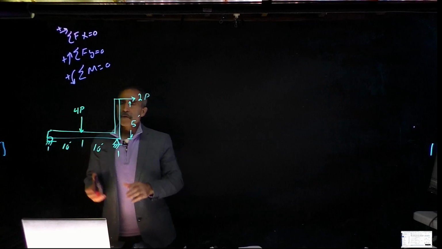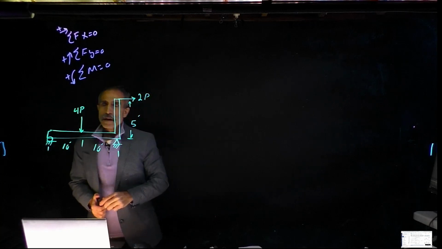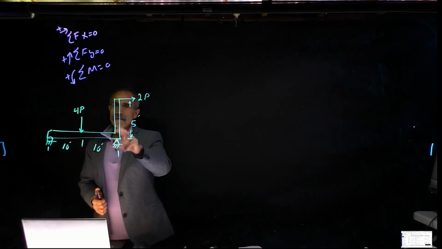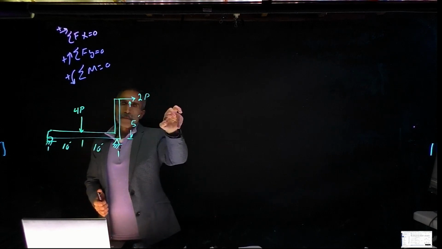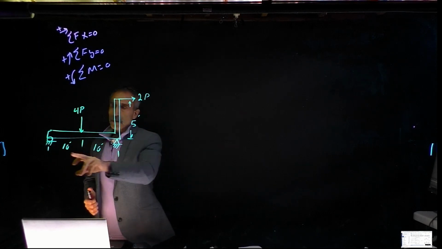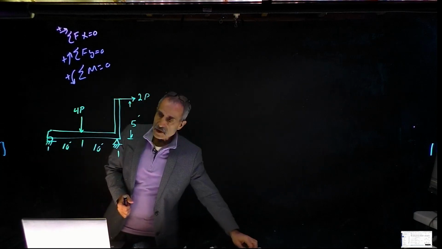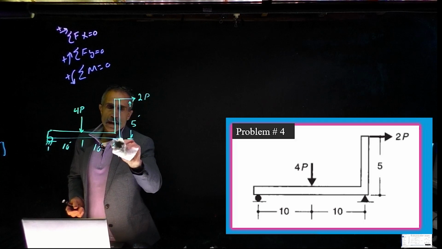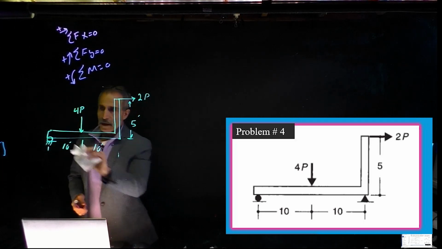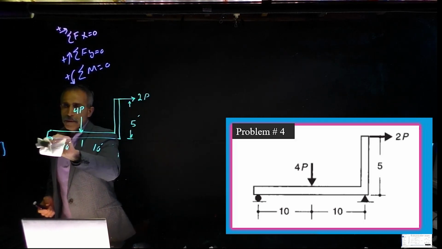Great. Our next problem is right here. It's kind of interesting. Basically, we have this frame right here. We have a 4P down in the center and a 2P pulling apart on this side. And we'd like to know what the reactions are. Instead of drawing a free body diagram, I'm just going to go ahead and do it right here.